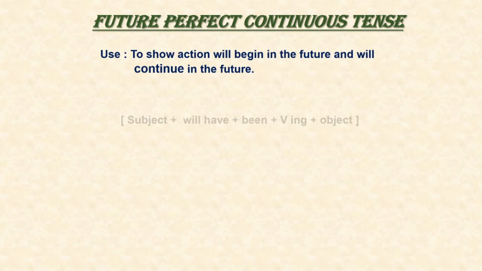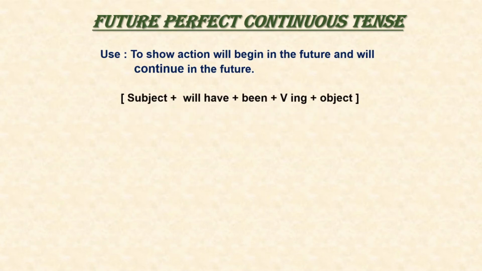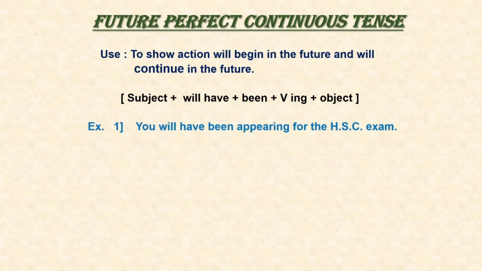Look at the formula. Subject will have been, VING, and object. For example, you will have been appearing for the SSC exam. Means what? The action of appearing will take place in the future and it will keep continuing in the future. I am explaining this, but I am sure you will get confused when to use it. So as I told you in the very beginning, it is rarely used, it is almost useless in speaking and also in imagination. But as we have to study in the syllabus, so we should study with the formula.